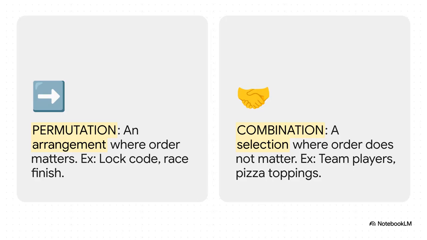All right, if you only remember one thing from all of this, make it this slide right here. To figure out how to count possibilities, you have to ask one simple question. Does the order matter? If the answer is yes, you're dealing with a permutation. A lock code of 789 is completely different from 987. But if the answer is no, it's a combination. A pizza with pepperoni and mushrooms is the same pizza no matter which one you ask for first. It's all about the final group.